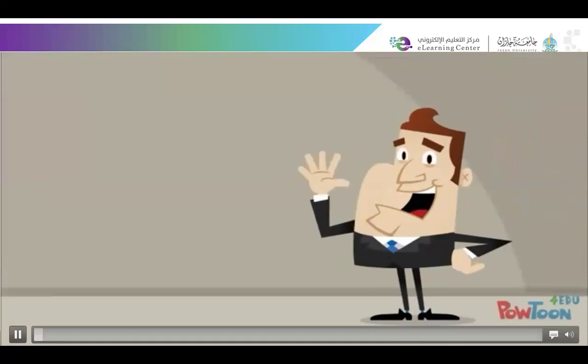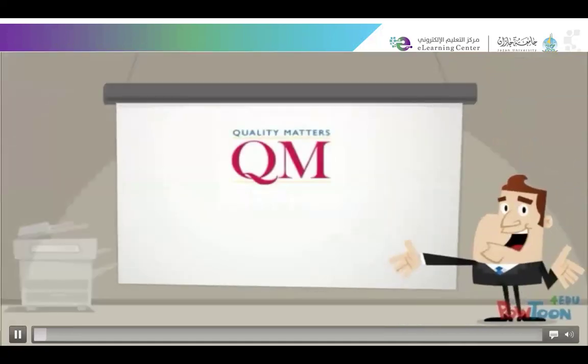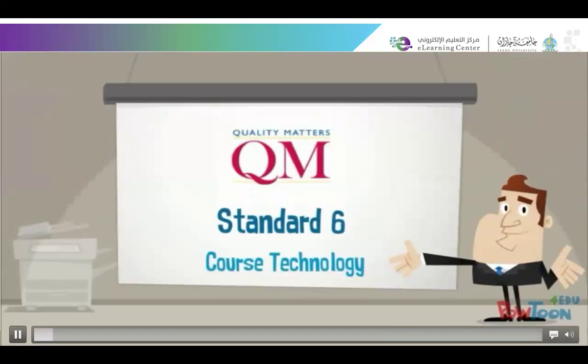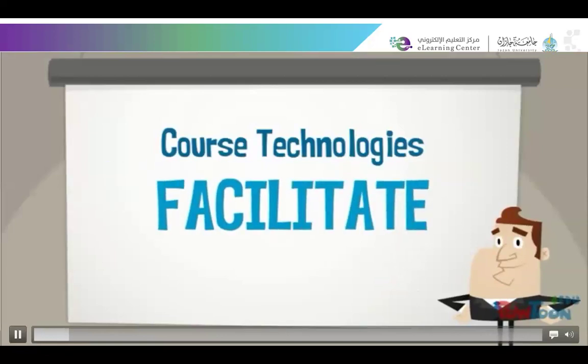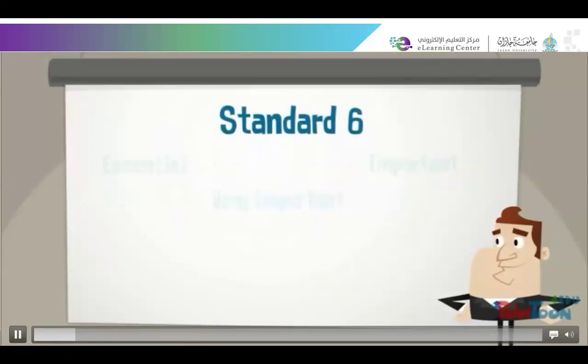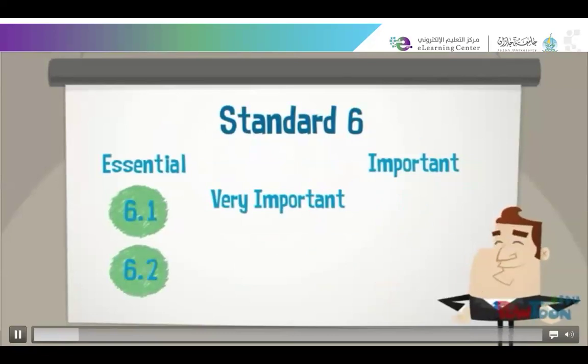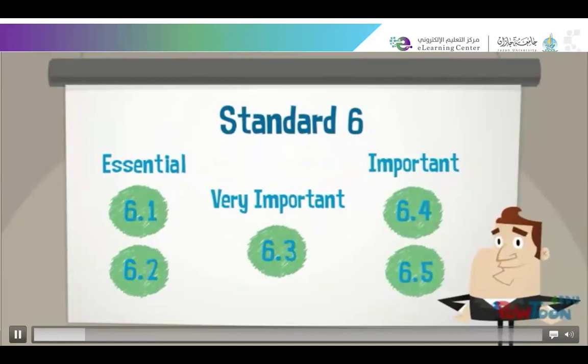Welcome to the next brief video in the Quality Matters series. This particular tutorial aims to introduce the 6th Quality Matters standard, which turns attention to course technology. Course technologies support learners' achievement of course objectives or competencies. Appropriate technologies facilitate rather than impede the learning process. The 6th standard has 5 components. The first 2 are essential, the third is very important, while the last 2 fall within the important category. Next, let's look into the details.